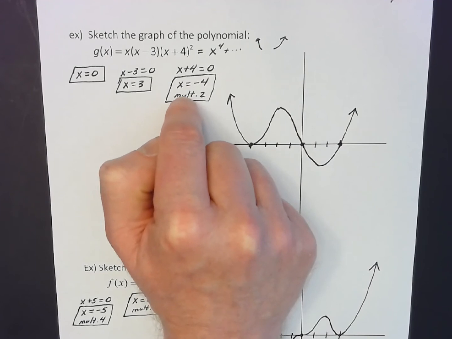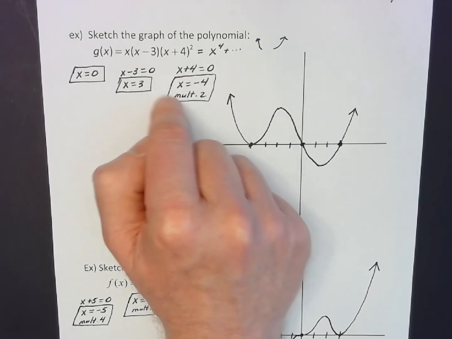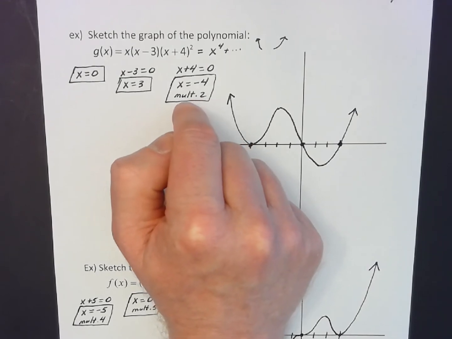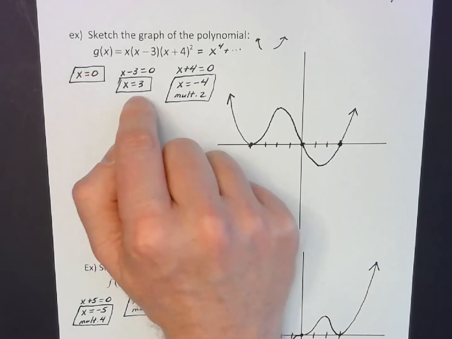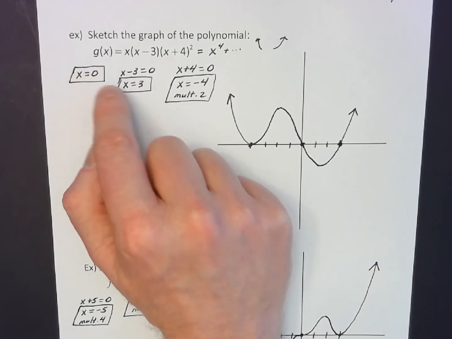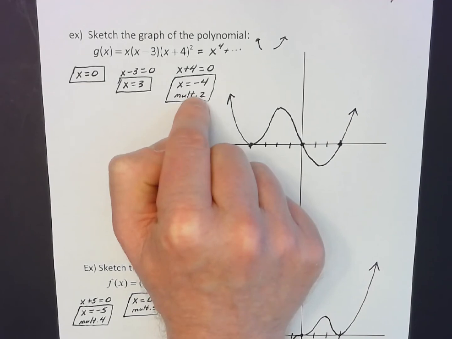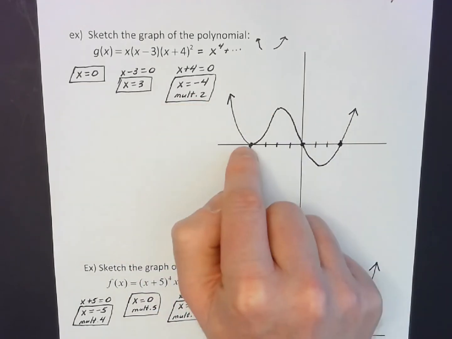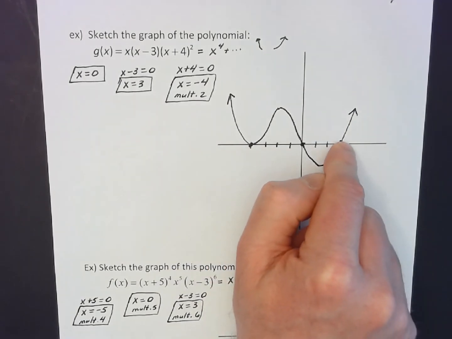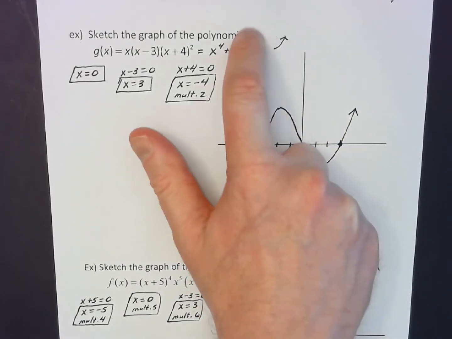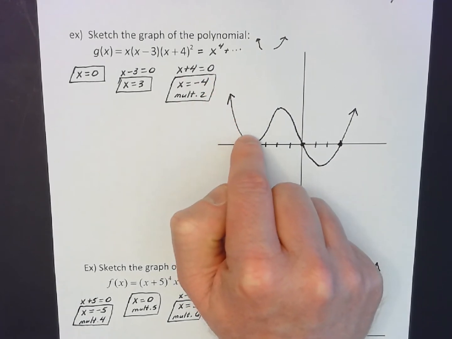But I know that that 0 is going to occur with multiplicity 2. And so now I can say, okay, that 0 occurs with multiplicity 2, the others were just multiplicity 1. So it's going to cross at 0, cross at 3, touch at negative 4. So I go ahead and I plot my x-intercepts, negative 4, 0, and 3 in there. And then I knew I had to start up high. I came down, I touched at negative 4.